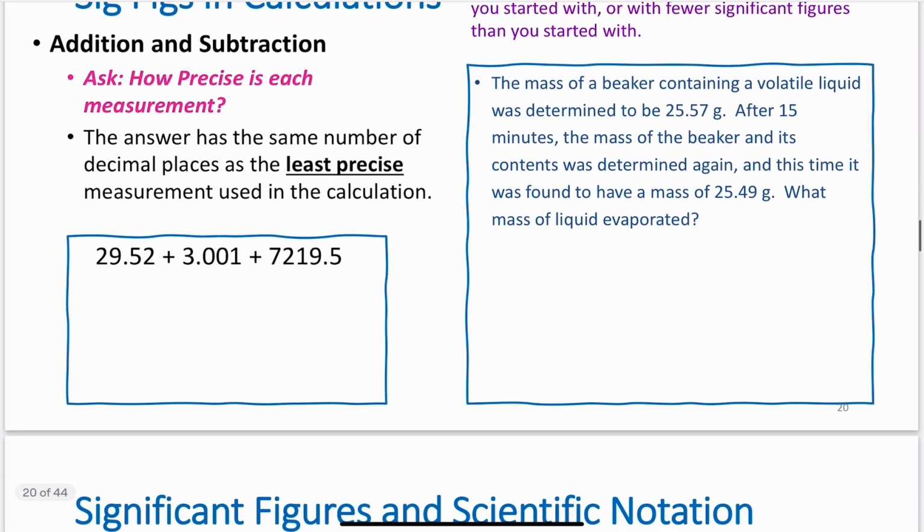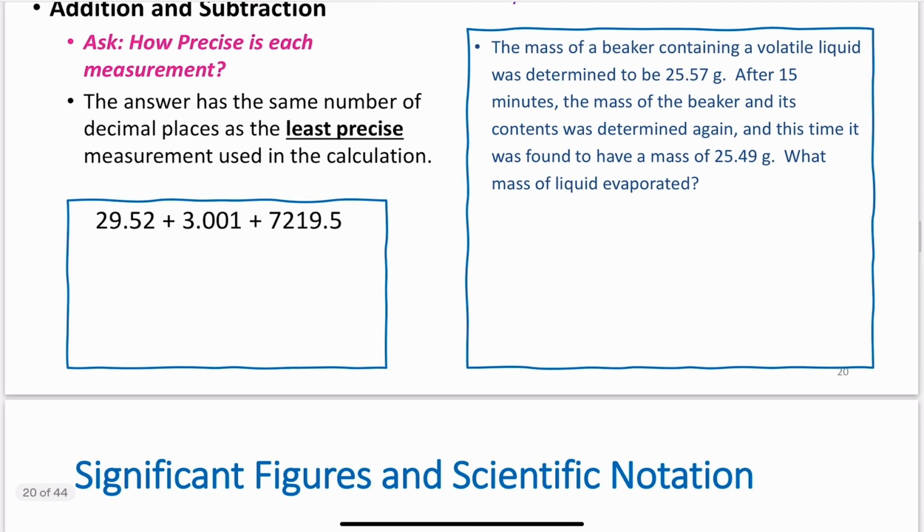So the way students like to do this, and I am fine with, is lining up their decimal places. Let's look at this first example. 29.52 plus 3.001 plus 7,219.5. Line up your decimal places. 29.52, 3.001, 7219.5. They line up their decimal places so that when they draw a line here, they can see how precise their measurement should be.